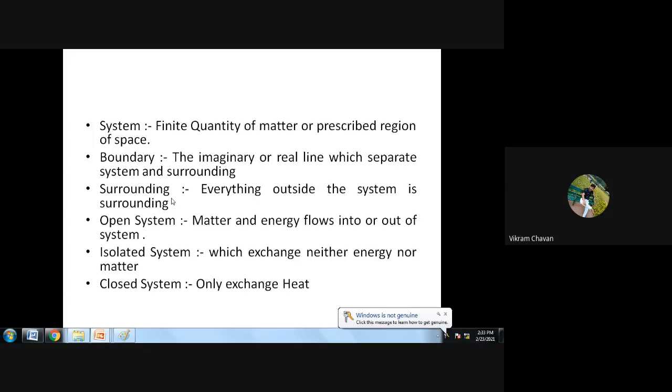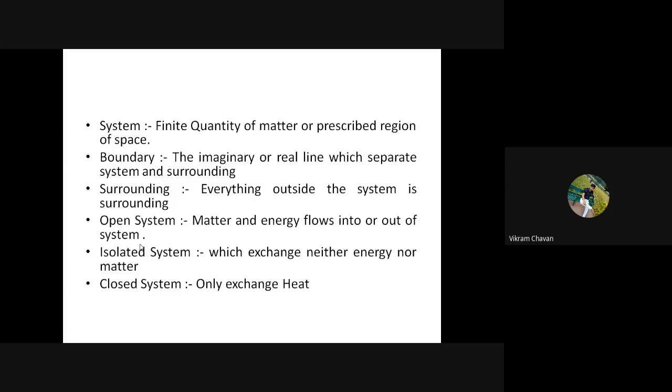Then next one is open type of a system. What is meant by open type of a system? The system in which matter as well as energy flows inside the system or from the system to the outside surrounding. That will be the open type of a system. So open system is nothing but matter and energy flows into or out of a system.